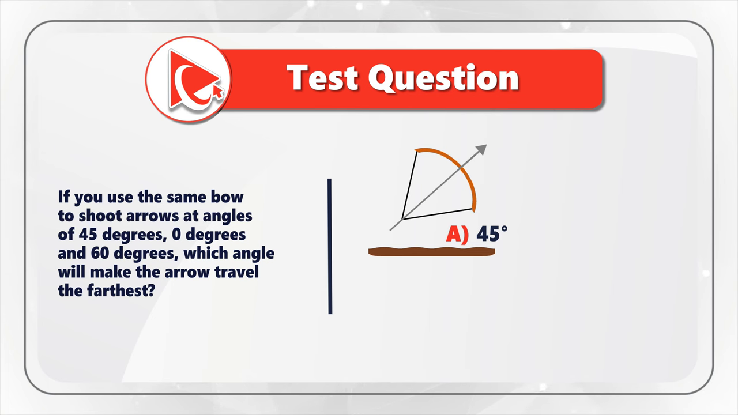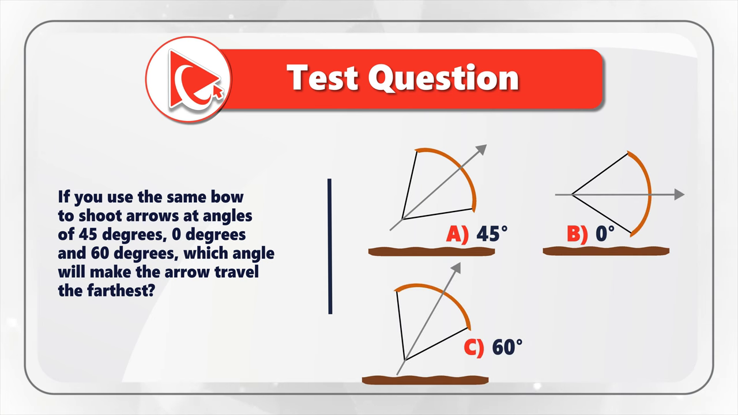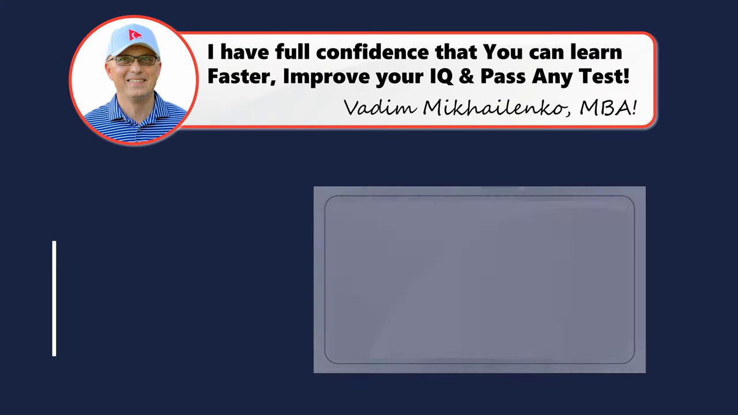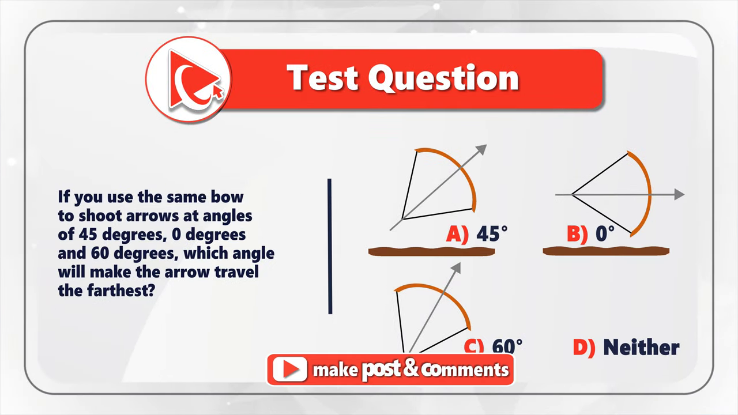Choice A, 45 degrees. Choice B, 0 degrees. Choice C, 60 degrees. And last but not least, choice D, neither one. Take a close look to see if you can come up with the answer. On my end, I am moving forward to share with you my version of the analysis and answer. And obviously, if you have a better way to solve it, please make sure to post in comments.